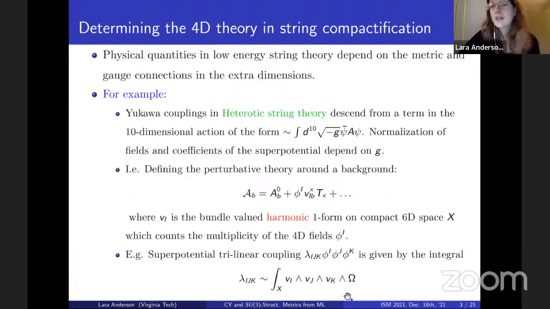Why am I highlighting this? Because in general, things that you would really like to know about the N=1 theory in this example, things like the matter field Kähler potential and the normalization of couplings like this, manifestly depend on the metric.